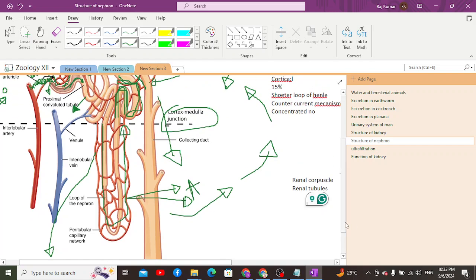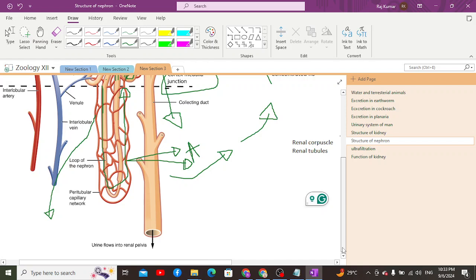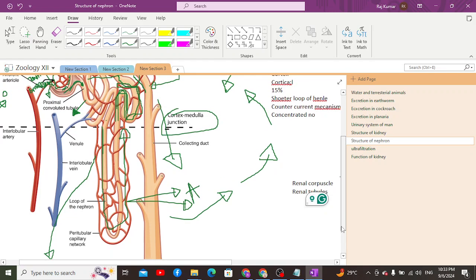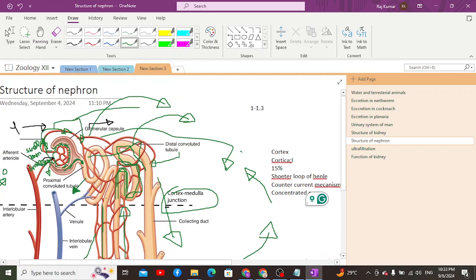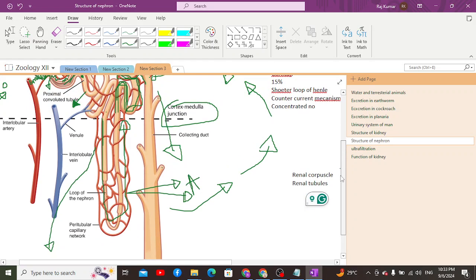On the back side, the posterior side of the medullary region, these are connected to the venules. These are in contact with the venules, where they provide nutrition and oxygen to the medullary region, whereas the peritubular capillaries provide nutrition and oxygen to the cortex as well. In the cortex, particularly the PCT and DCT, right? So these are the major things that I wanted to highlight.